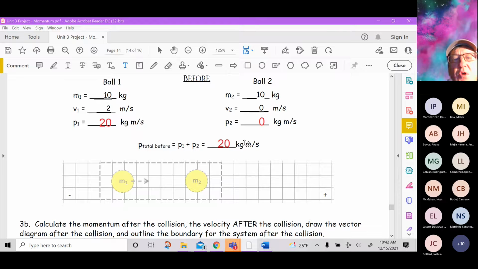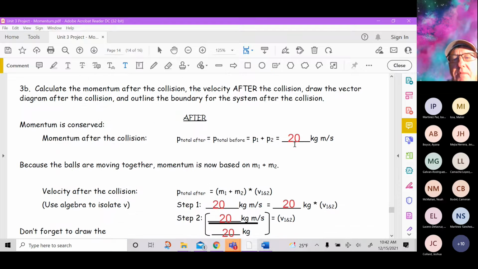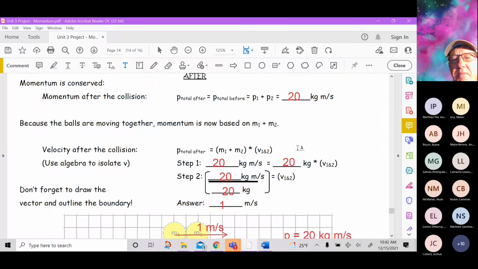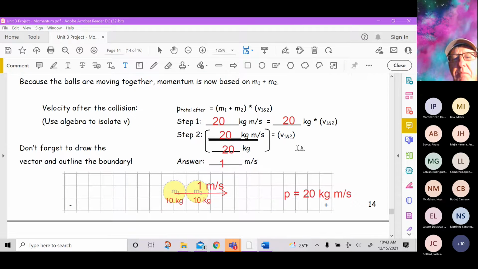Right? I just brought this momentum down here, because it's conserved, it's the same after as it was before. It happened to be the same number as their combined mass, which gave us 1 meter per second velocity. Of course, the last thing I had to do was draw the boundary of the system. Okay?